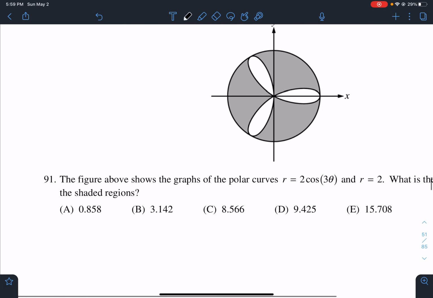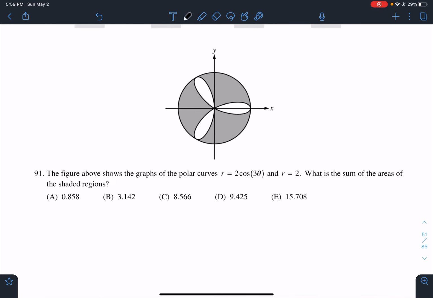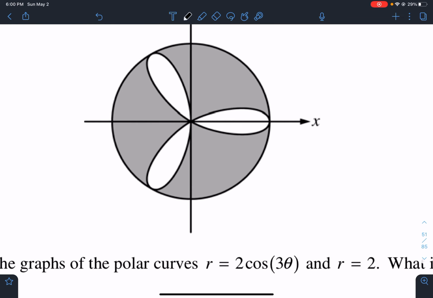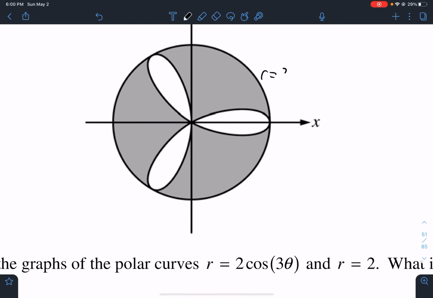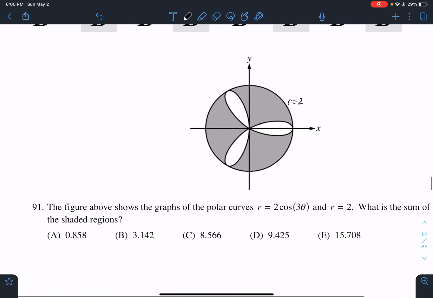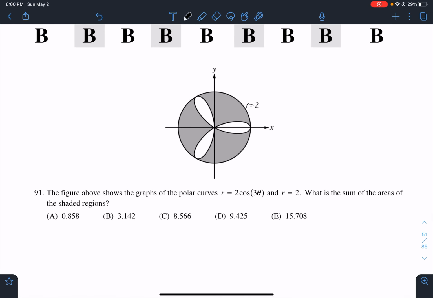Okay, 91. So this figure shows r equals 2 cosine of 3 theta and r equals 2. So this circle out here is r equals 2, and this flower shape inside is 2 cosine of 3 theta. And so what we're going to do is find the area of the circle minus the area of this. I'll try and draw this flower thing.